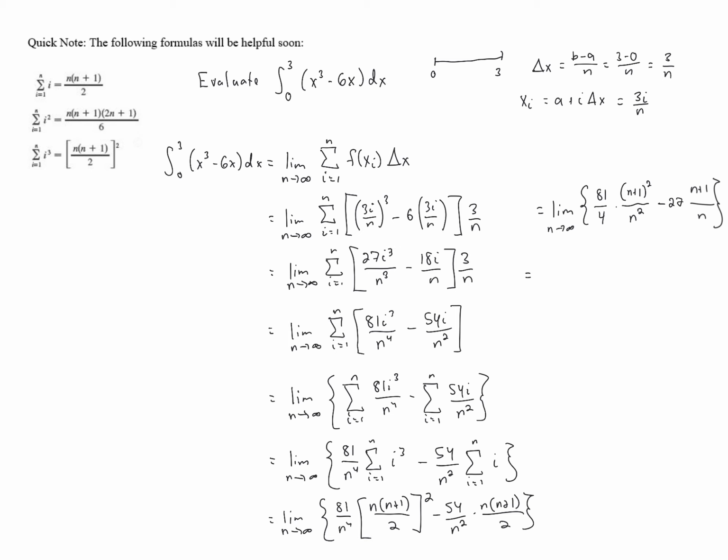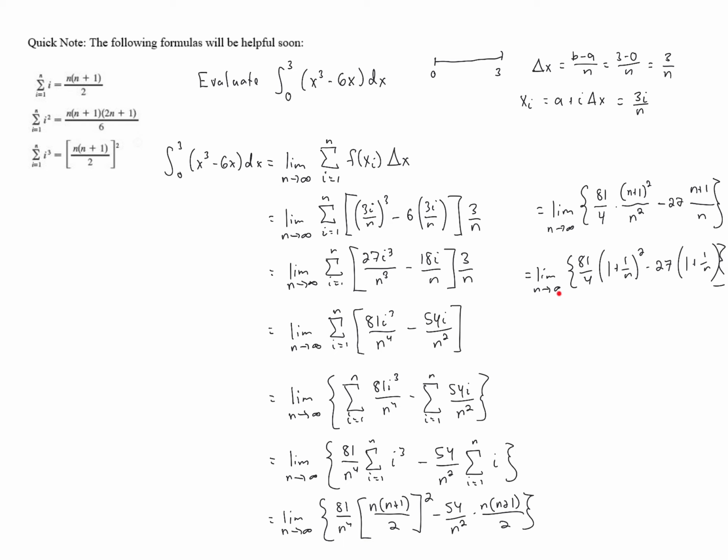Okay, I'm going to rewrite the limit. And in the next step, I'm going to take this fraction, n plus 1 over n, and we can rewrite that as 1 plus 1 over n. If we were to actually divide the two terms separately, we would get 1 plus 1 over n. And we're going to get the same thing here, except since they're both squared, it's going to be squared. So we're going to have 81 over 4 times 1 plus 1 over n squared minus 27 times 1 plus 1 over n.